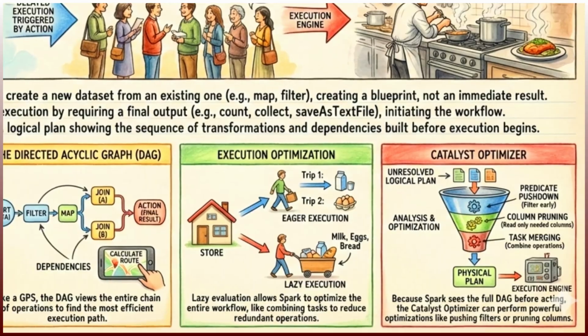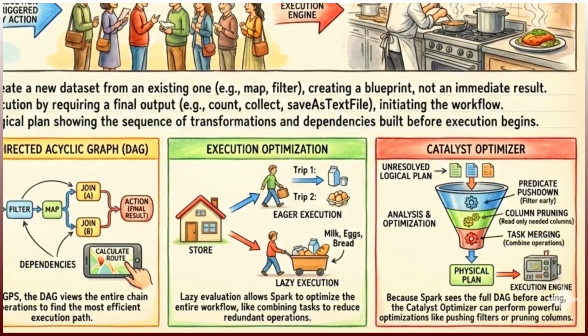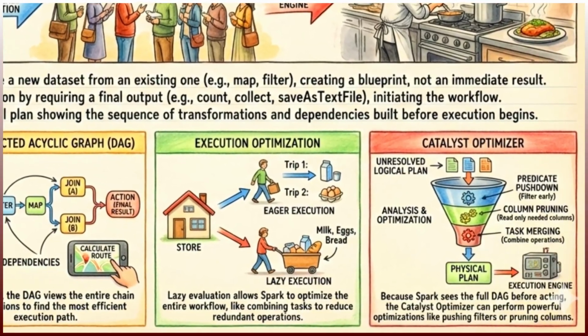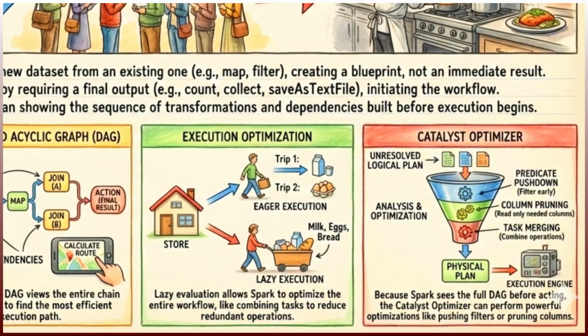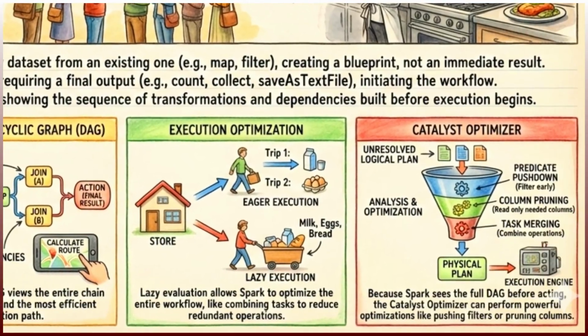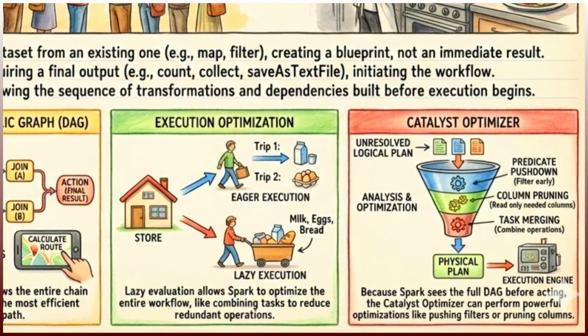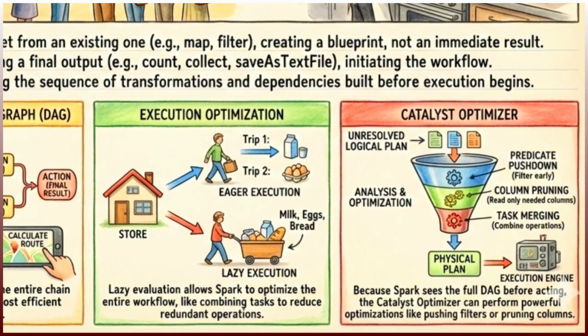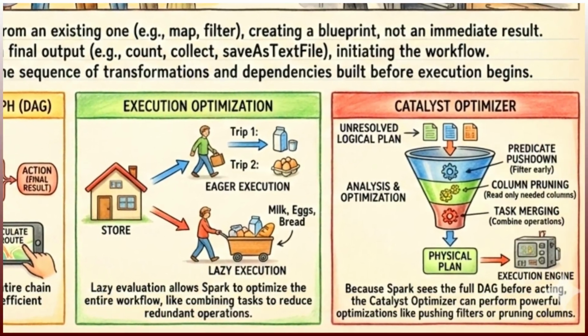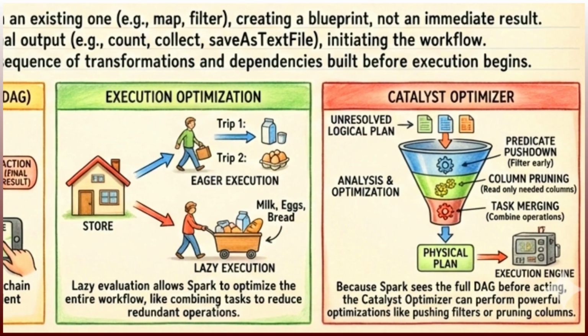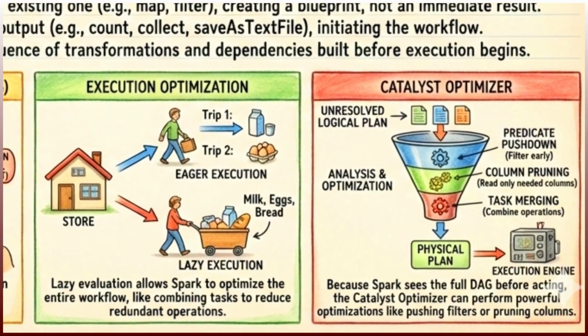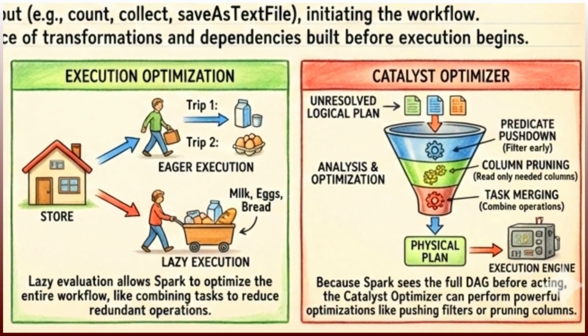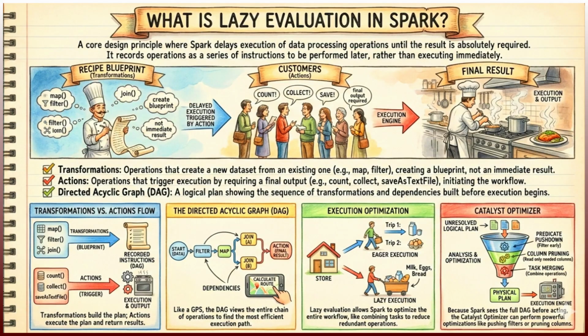Next, we have column pruning. If your table has 100 columns, but you only need 2, Spark ignores the other 98 from the start. And task merging. Instead of reading the data, processing it, saving it, and reading it again, Spark merges multiple steps into one single pass. It's like going to the grocery store. An eager person drives to the store for milk, comes home, realizes they need eggs, and drives back again. A lazy Spark waits until the list is finished and makes one optimized trip.